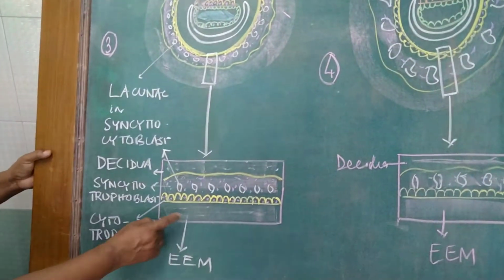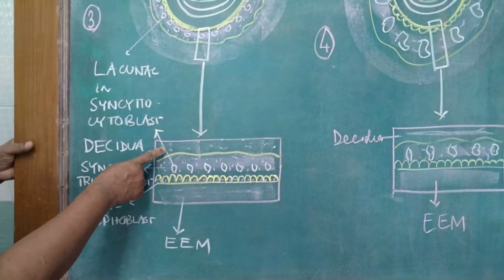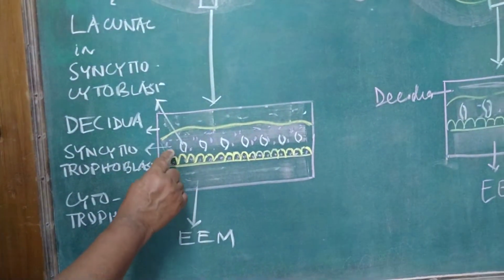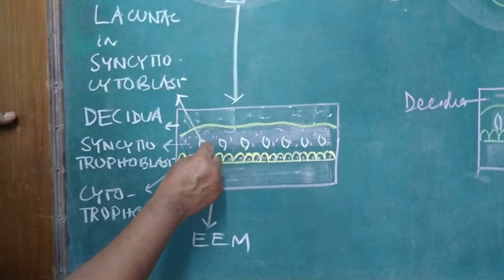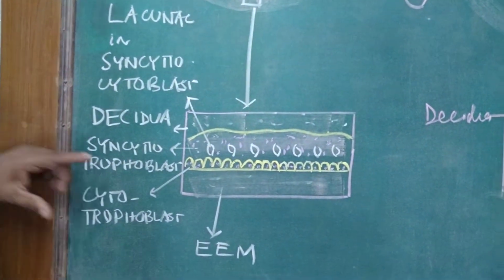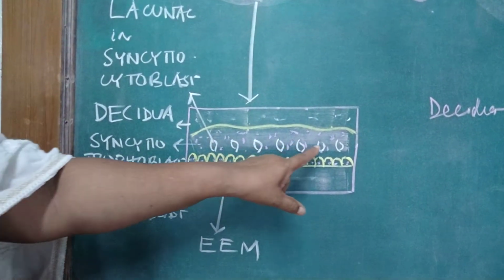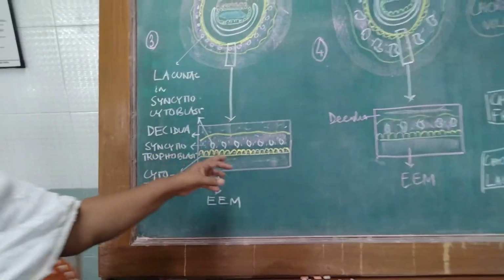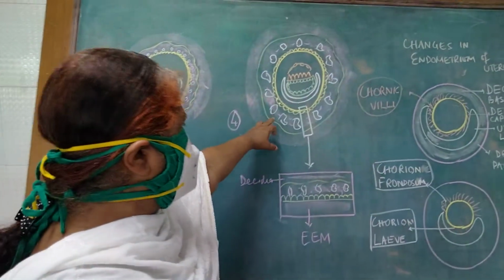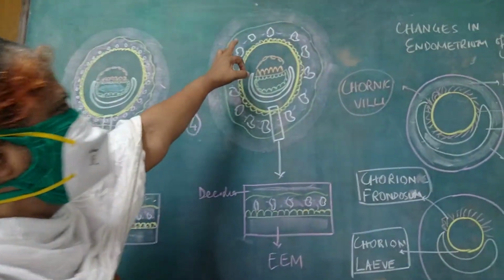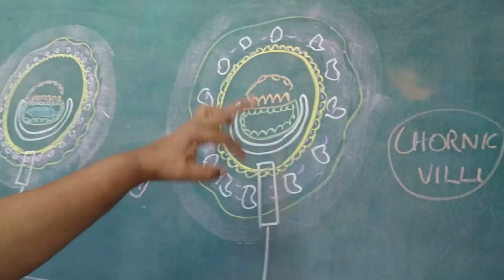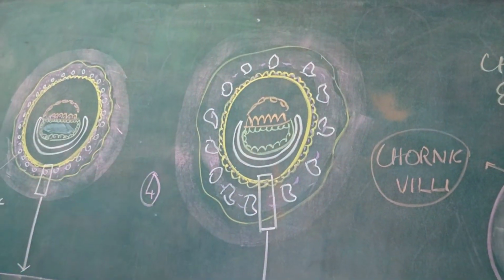We'll see this is the extending mesoderm. This is the deciduum. This is cytotrophoblast. This is syncytial trophoblast. Within the syncytial trophoblast, we'll see the radially arranged lacunar spaces. So these are the lacunar spaces which were created earlier within the syncytial trophoblast. Now the next change that occurs is an enlargement of the lacunar spaces, and they are arranged in a radial fashion around the cytotrophoblast.